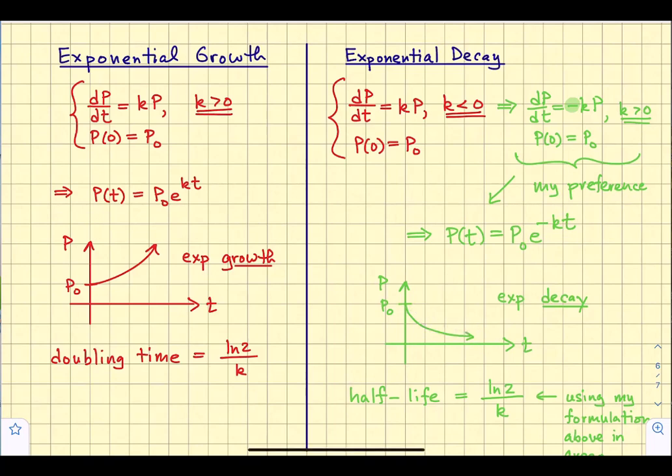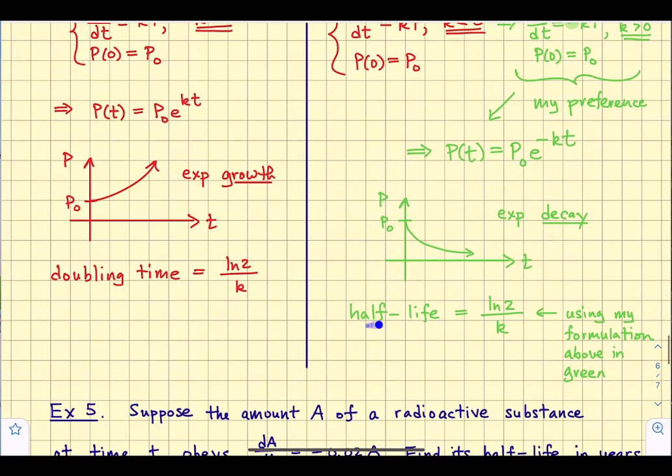Now, an exponential decay model doesn't have a doubling time, but instead it has a half-life, the time that it takes for the population to be cut in half. And it turns out if you write it this way, the formula for half-life in a decay model is exactly the same as the formula for doubling time in an exponential growth model. So using my formulation above, this is the formula that you would use. And then you just get to keep the same formulas.